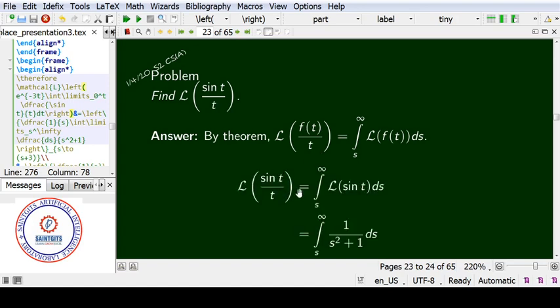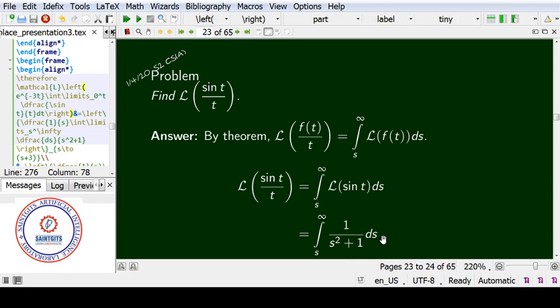So L of sine t by t is equal to, this division by t leads to this integral. So we can hide this with your finger. The remaining portion is L of sine t. We write it like this. Now calculate L of sine t. L of sine t is equal to, here the coefficient of t is 1, so 1 by s square plus 1 ds.